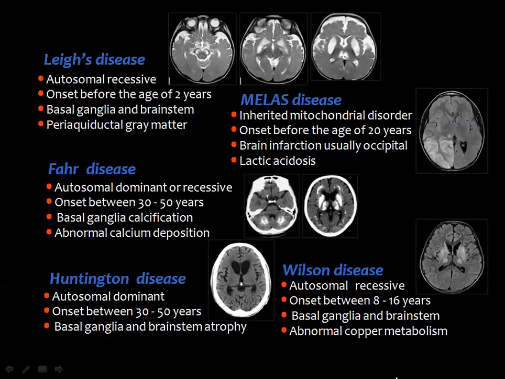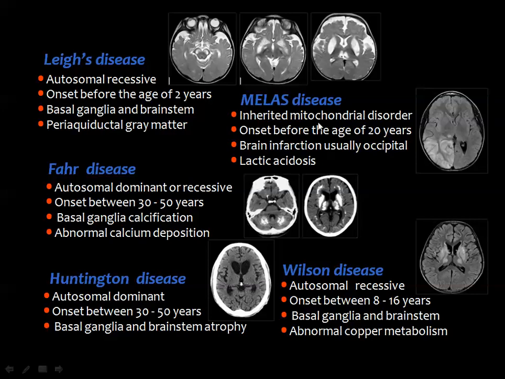Then to sum up the five previously mentioned diseases, starting with Leigh's disease, this is an autosomal recessive disease, and the onset of the symptoms will appear before the age of 2 years, although there is a juvenile and even an adult form. The main brunt of the lesions in MRI will be on the basal ganglia and the brainstem, with particular affection of the periaqueductal gray matter, which needs to be differentiated from Wernicke's encephalopathy.